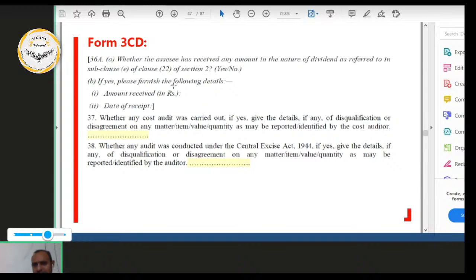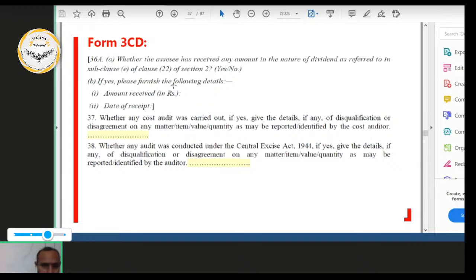Remember, even if the director or whoever the 10% holder has repaid even before the due date for filing return, there is no other go. It will be treated as a deemed dividend only. Then clause 37, cost audit report, the disqualifications, etc., if there are any. So those are to be given here.